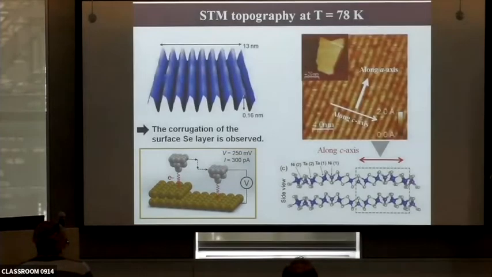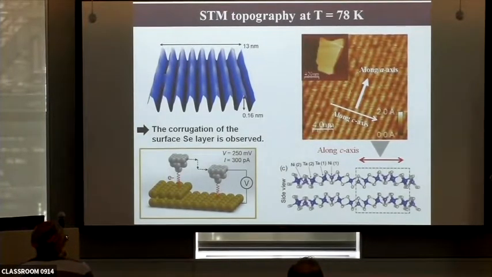So this is the STM topography. It shows clear one-dimensional chain behavior. Here the chain direction is along the a-axis, and the c-axis is across the chains. And this is the 3D version of the STM topography. It looks like sinusoidal behavior, which indicates that the measurement captures the corrugation of the surface selenium layer. Here the top to bottom distance is 0.16 nanometer, which corresponds to the distance between the highest line and the lowest line of selenium atoms.